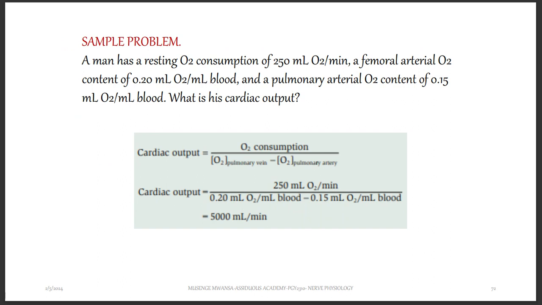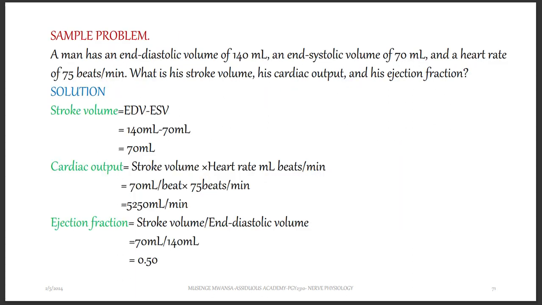Now know that cardiac output is oxygen consumption over oxygen in the pulmonary vein minus oxygen in the pulmonary artery. In the pulmonary vein, look at this, we've been given 0.20. That is in the femoral artery. So you can also say oxygen in the artery minus oxygen in the vein. Basically, what is going out minus what is coming back. So that is going to give us about 5 liters per minute, which is not too different from the other one which you found here.